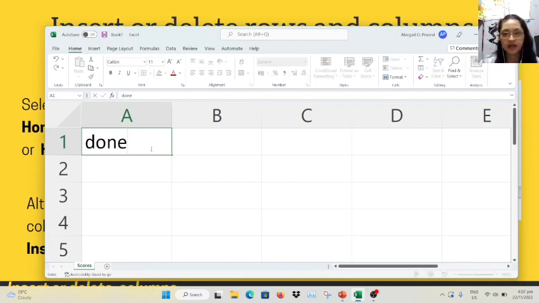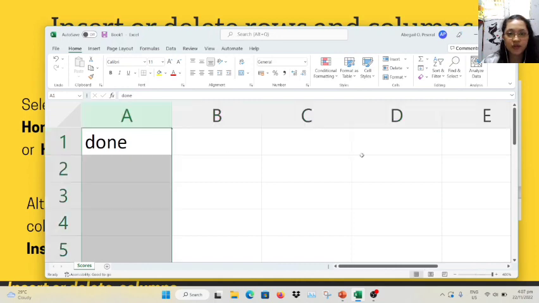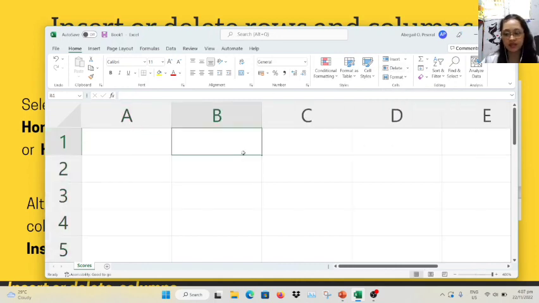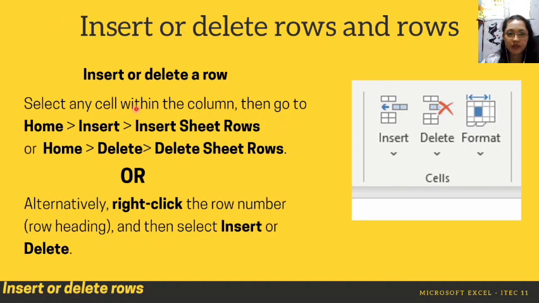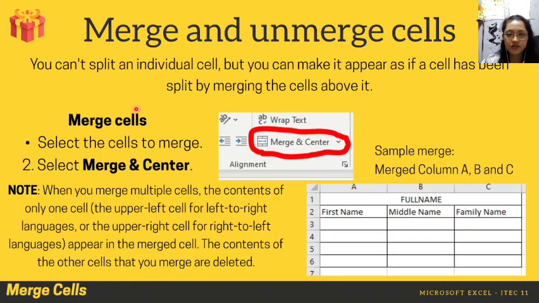Say for example, I have done here and I want to delete this column. So delete. So the done column is gone. The column disappeared. Then next, insert, we have that insert. And now we go to merge and unmerge.